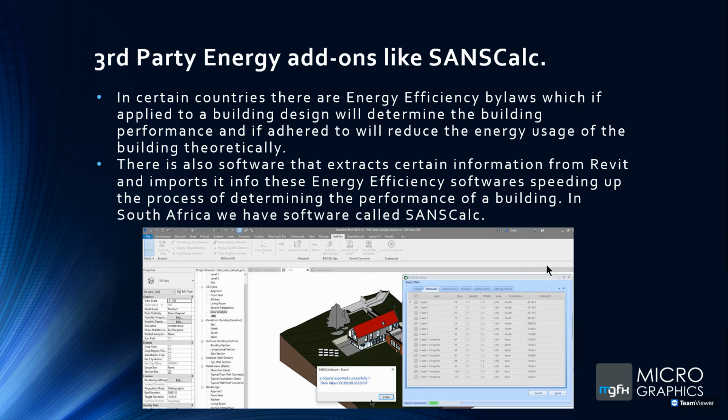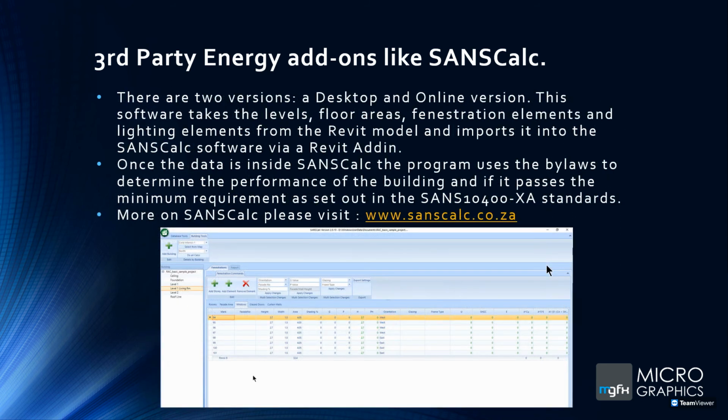It uses a certain amount of components like the doors, windows, floor areas, the orientation of the building, and the glazing elements. What we've done is export that information from the Revit model: the orientation, all the windows, doors, and floor areas, and export it into this SansCalc application. There are actually two applications: a desktop one and an online one. The desktop one you install, it's a little program, you add your information and get a result. The online one is a website where you can log in from anywhere, with no installation, and you do kind of the same thing.